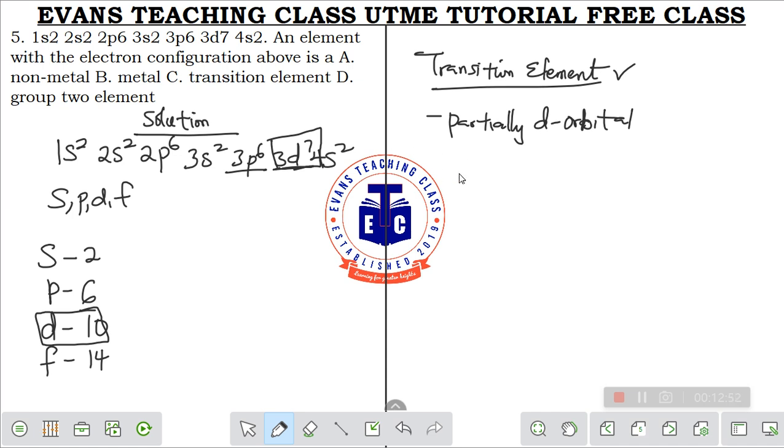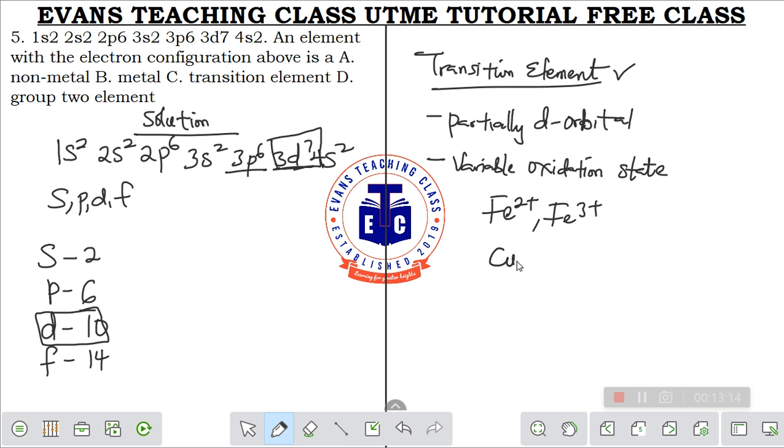So we have other characteristics of transition elements. They have variable oxidation states. That is, the oxidation states can be different. Look at iron, for example. Iron is also a transition element. It can occur as iron 2, it can occur as iron 3. Look at copper. Copper can be copper 1. It can also be copper 2. And so on and so forth.